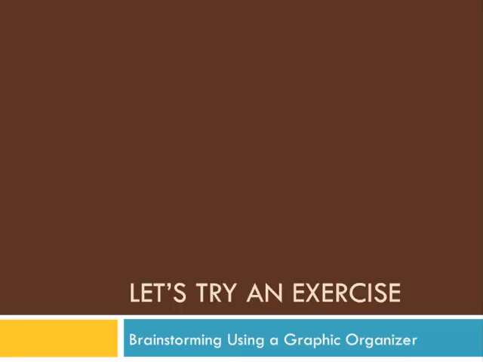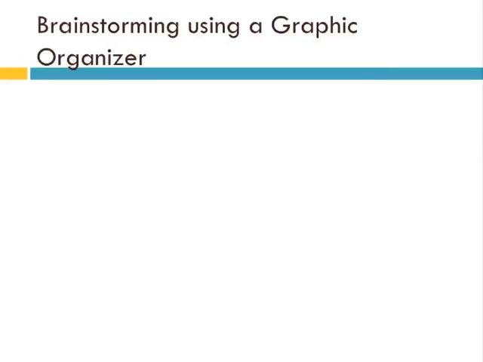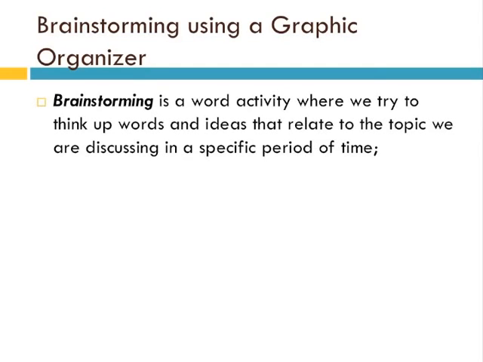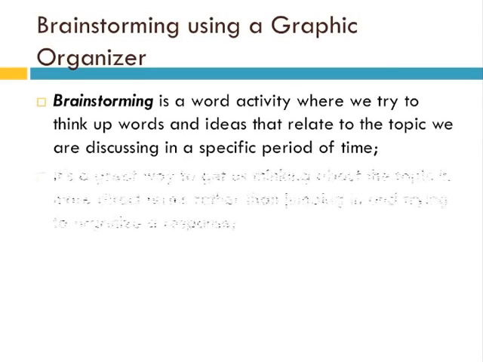So we're going to try a little exercise. This is an exercise I like to do with my students in class. It's called brainstorming, and we're going to be using an idea called a graphic organizer. You may have heard of brainstorming before, but brainstorming is an activity where we try to think up words and ideas that relate to the topic we are discussing, but in a specific period of time. For example, we can't just brainstorm for days and days. At some point, we do have to stop. So in this activity, we're just going to brainstorm for a few minutes.